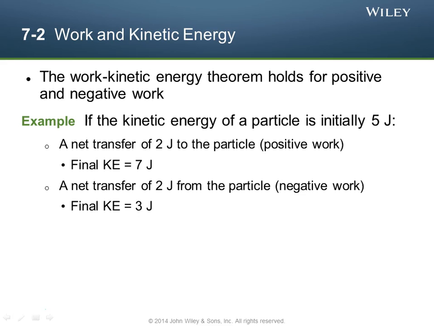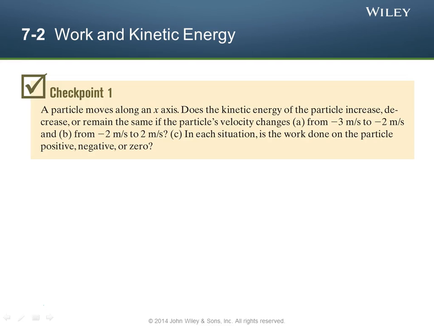Some examples here: let's say we have a particle that has 5 joules of kinetic energy at the start, and we transfer 2 joules of energy to the particle, so we're doing positive work. Well, then our final kinetic energy is 7. And if we transfer 2 joules from the particle, doing negative work, then our final kinetic energy is 3. So that's just simple arithmetic, adding or subtracting based upon whether it's positive or negative work.